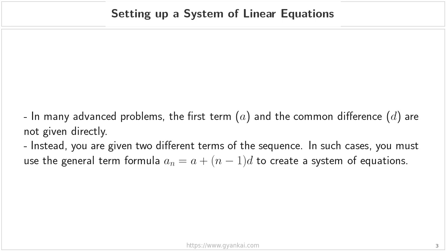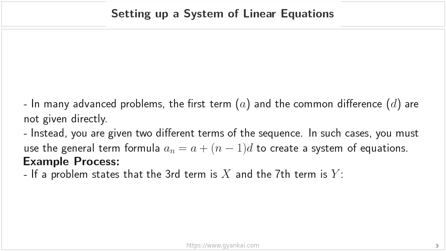Instead, you need to use the general term formula. That is, a sub n equals a plus the quantity n minus 1, all multiplied by d, to build what we call a system of linear equations. Let me walk you through the logical process using an example.